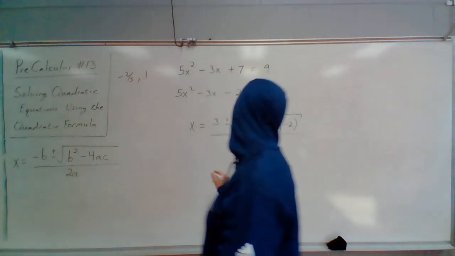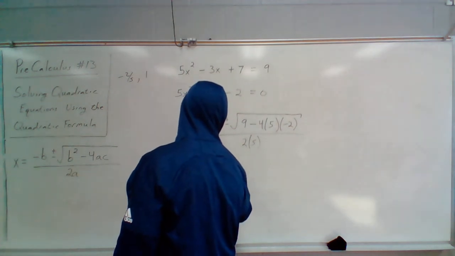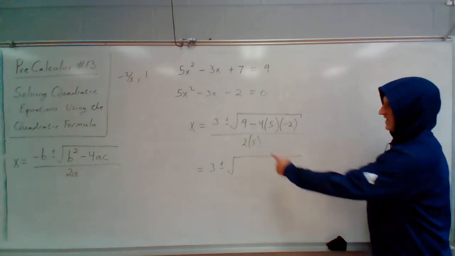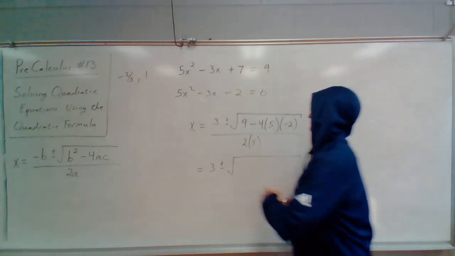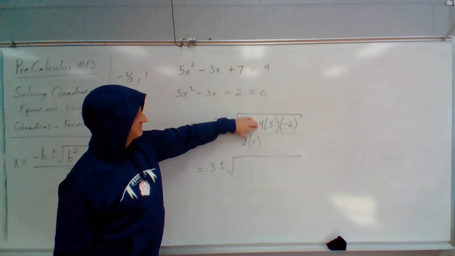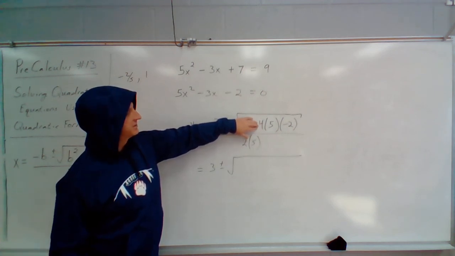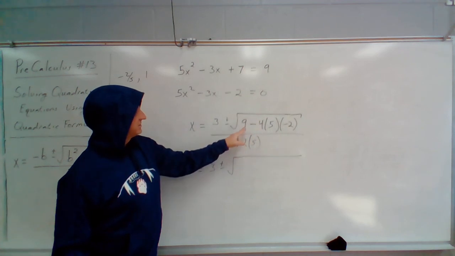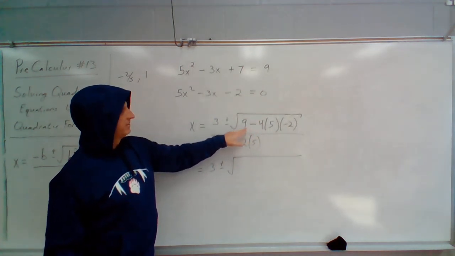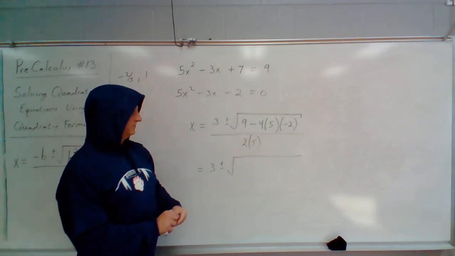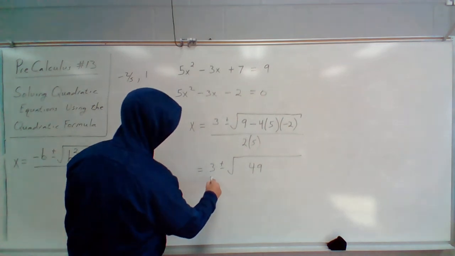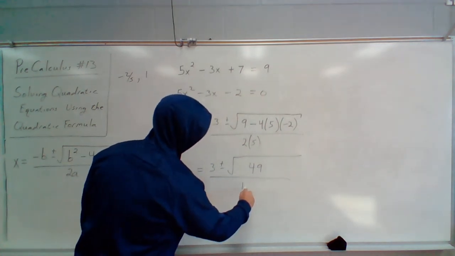All right, let's simplify that. 3 plus or minus the square root. All right, I have 9 minus 4 times 5 times -2. 4 times 5 is 20. 20 times -2 is -40. So I've got 9 minus -40. So that'll be 9 plus 40, so that'll be 49, all over 10.